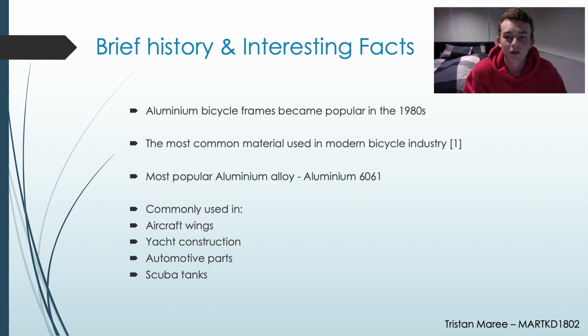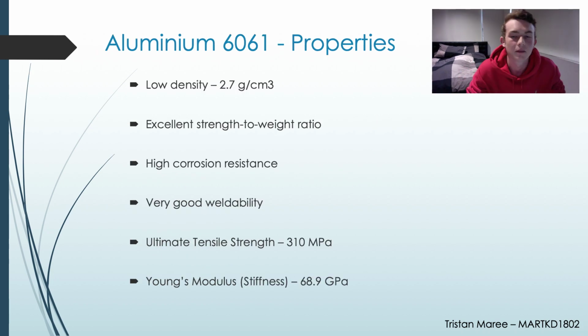The first aluminium bicycle frames were starting to get manufactured in the 1970s, which then became more widespread and popular in the 1980s. Aluminium bicycle frames are now the most common material used in the modern bicycle industry. One of the most popular alloys of aluminium used in manufacturing is aluminium 6061. Aluminium 6061 is most commonly used in aircraft wings, yacht construction, automotive parts, and scuba tanks.